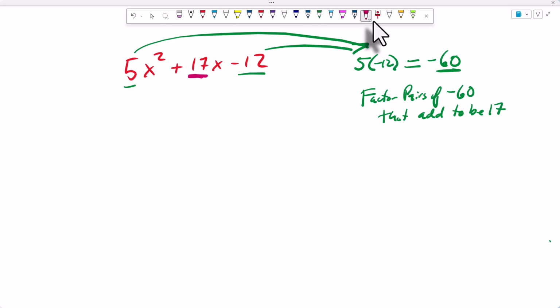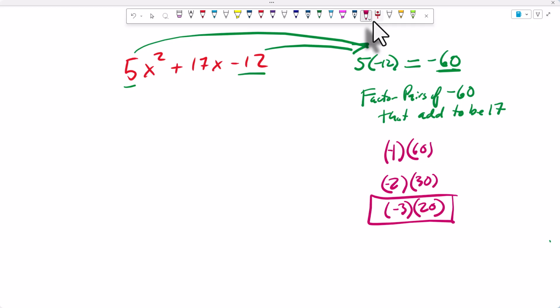And this is positive, which means the larger of the two numbers is going to be positive. So 1, negative 1, 60, that doesn't work. 2 and 30, negative 3 and what, 15? 20? Okay. And sure enough, what does this add to be? It has to be 17.